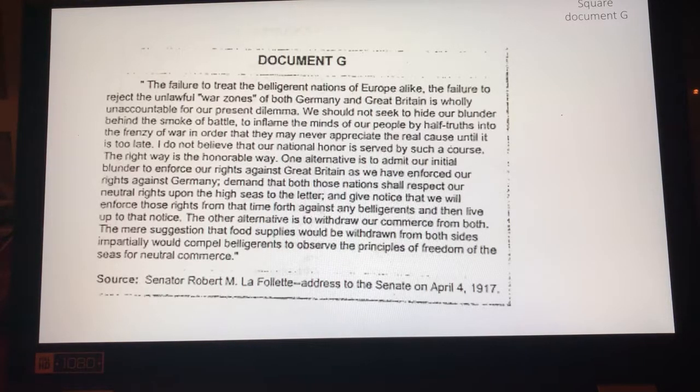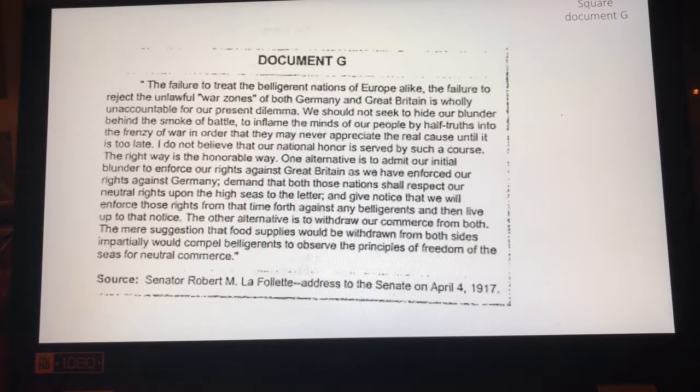It says, the failure to treat the belligerent nations of Europe alike, the failure, okay, so have we treated them alike? We've kind of favored one side, right? We favored the Allies. The failure to reject the unlawful war zones of both Germany and Great Britain. Germany, they warned us, right? They said, don't go there. But Great Britain, haven't they? I know Germany had the submarines, but Great Britain had the blockade. Both of those people is wholly unaccountable for our present dilemma.